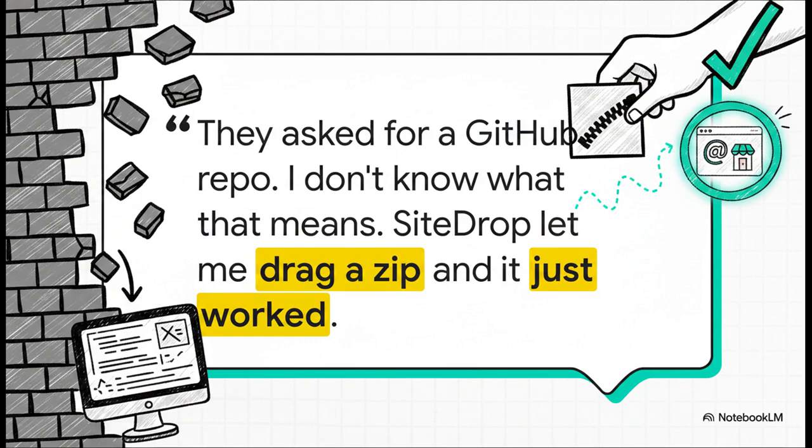And then there's James, a small business owner. He says, I tried Netlify and Vercel. Both asked me to connect to GitHub repo. I don't even know what that means. SiteDrop let me drag a zip file and it just worked. See, this is exactly the problem we talked about earlier. He hit that technical wall, that confusing jargon. But with SiteDrop, there was no wall. He just dragged a file and boom, it just worked.